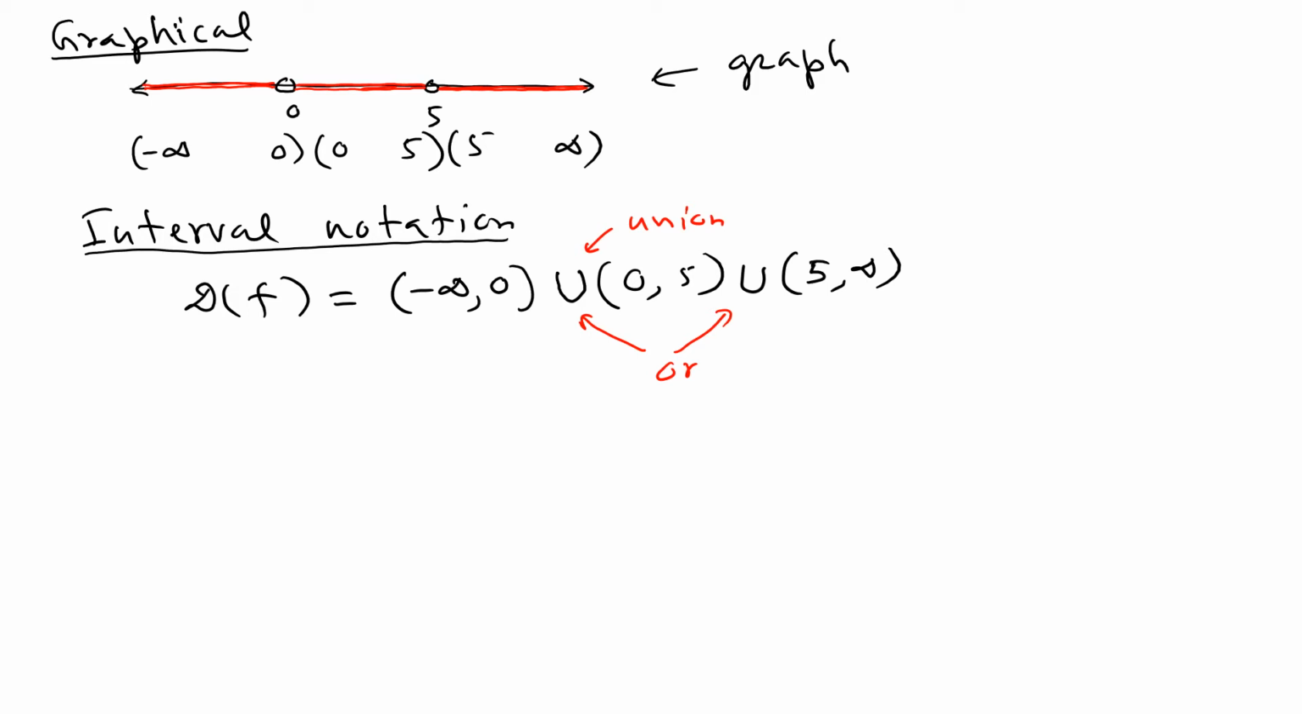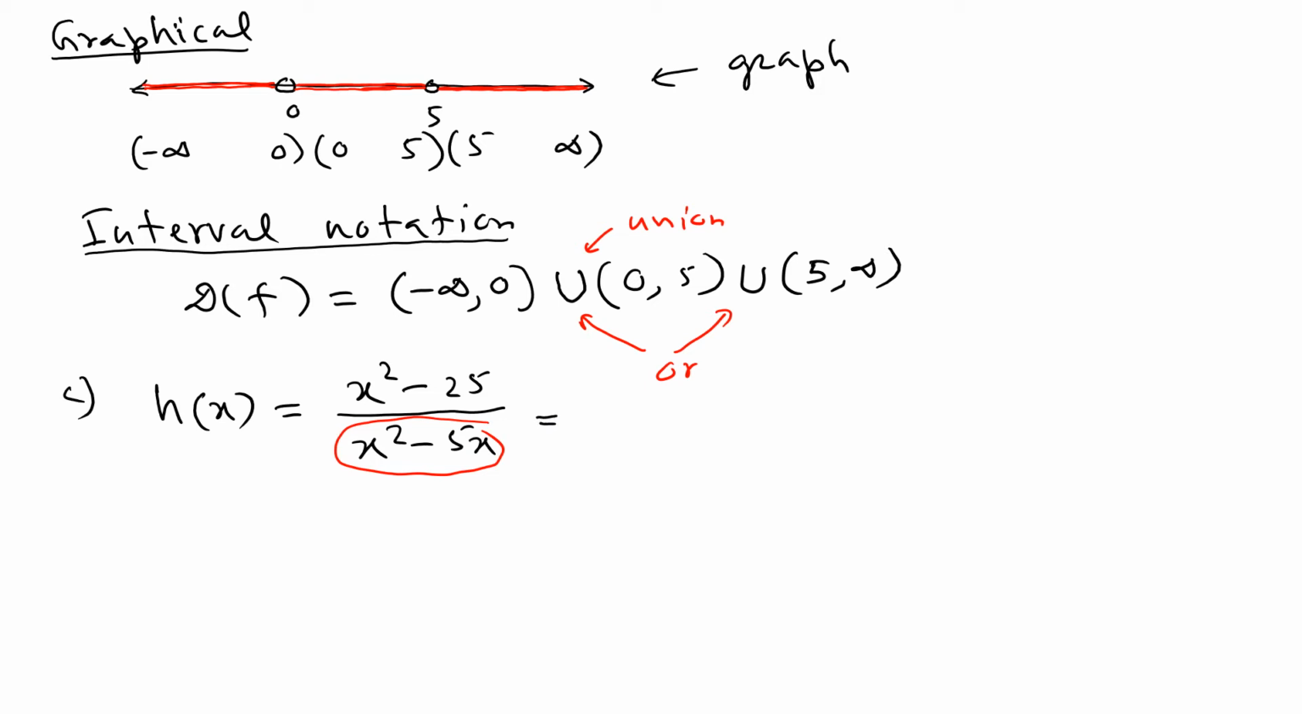Okay, so let's look at another problem. As the next one, let's have a similar problem. I'm going to call this h(x). This is equal to (x squared minus 25) divided by (x squared minus 5x). And we know that when you have a rational function, we only worry about the denominator. There's nothing to do with the numerator. But let's see what happens in this case, just for educational purposes.